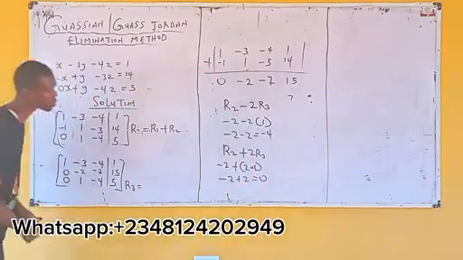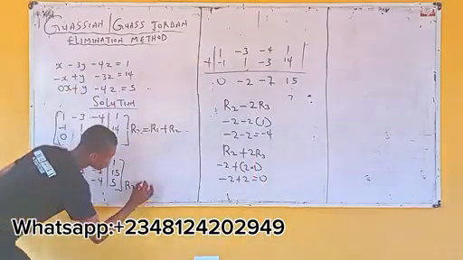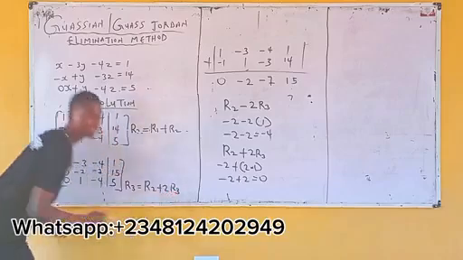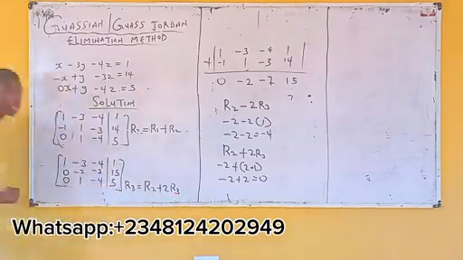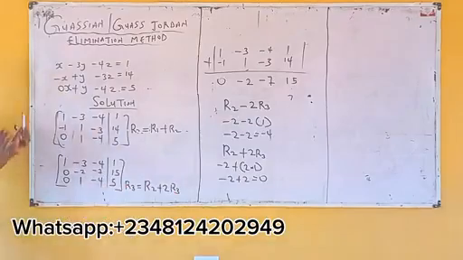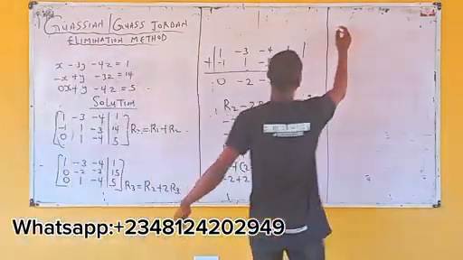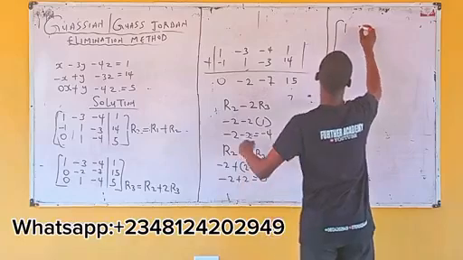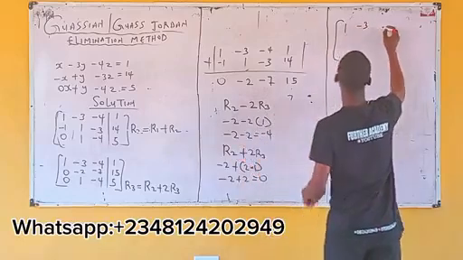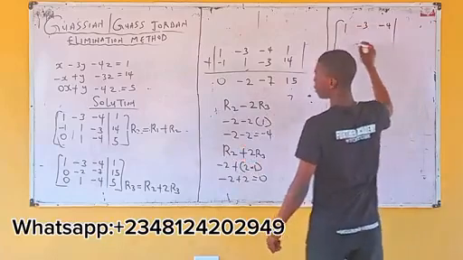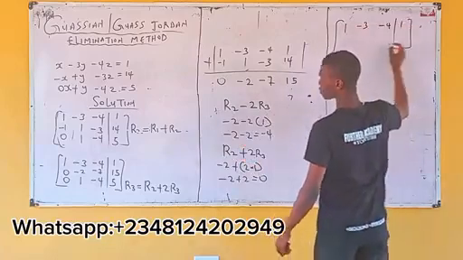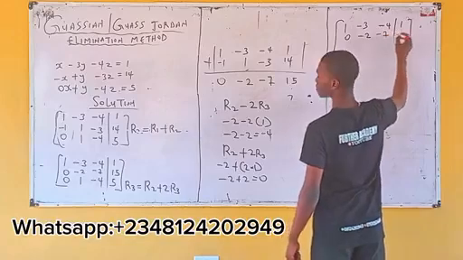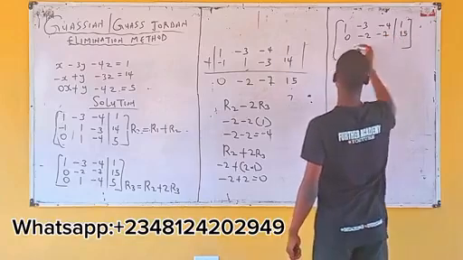Alright, let's write the manipulation for row 3, meaning row 2 plus 2 row 3. Meaning row 3 will change all through. So let's write the one that won't change. Meaning that my new matrix, I have something like this. What do I have? Please let's do it together. 1, -3, -4, 1, 0, -2, -7, 15, 0.